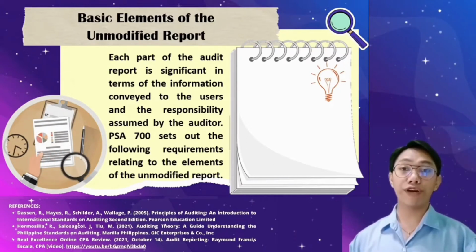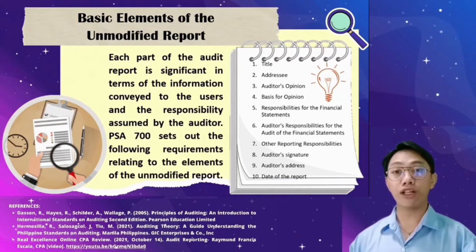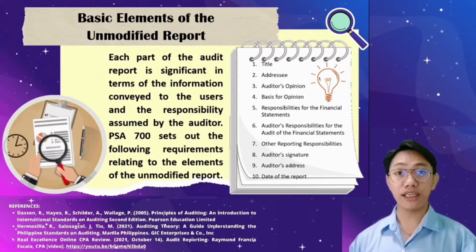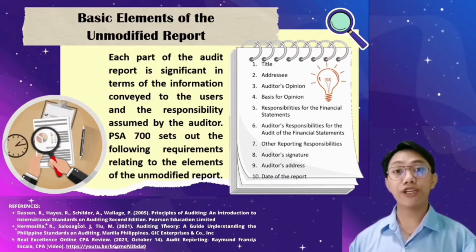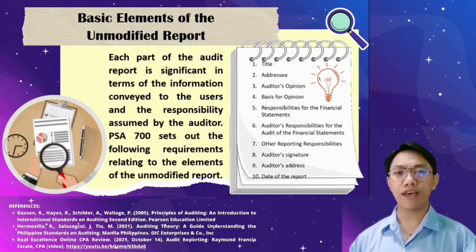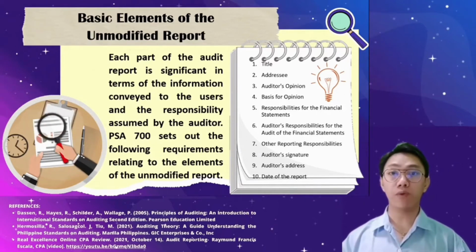According to the book of Hermosilla, Salusag, Col, and Chu, there are 10 basic elements of the unmodified report. The first one is the title. Second is addressee. Third, auditor's opinion. Fourth is the basis for opinion. Fifth is the responsibilities for financial statements. Sixth is the auditor's responsibilities for audit of the financial statements. Seventh is the other reporting responsibilities. Eighth is the auditor's signature. Ninth is the auditor's address. And the 10th is the date of the report. So let us discuss these 10 basic elements one by one.